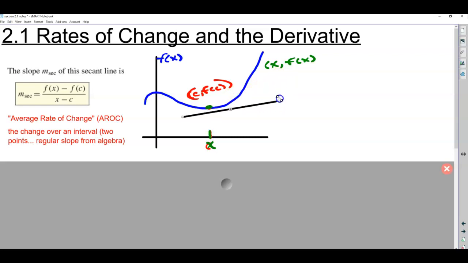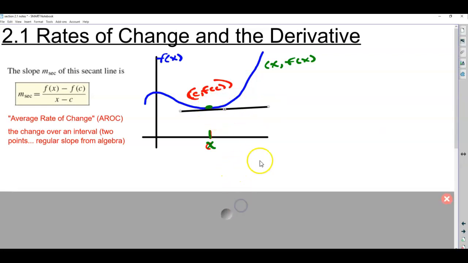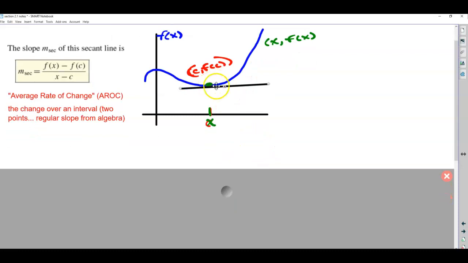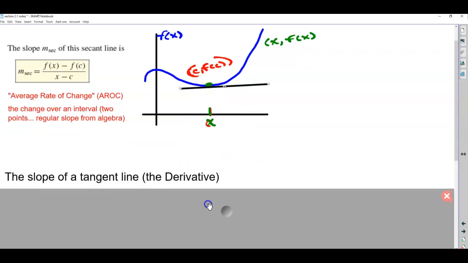Now, all of a sudden, look at what happens to our line. It no longer is a secant line, but it is a tangent line. And remember, a tangent in geometry is when you touch the circle at one point. Well, how can I take the slope formula if x and c are the same thing? Doesn't that give me 0 in the denominator? We can't have that. That's an undefined term or an indeterminate form, as we saw earlier with limits.